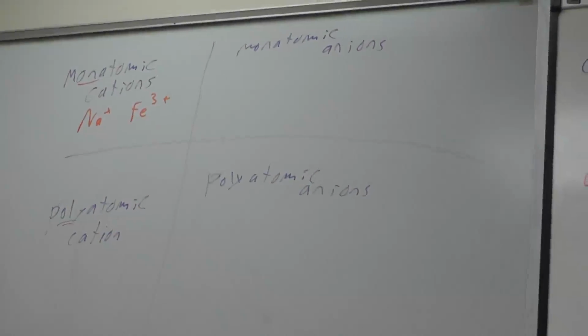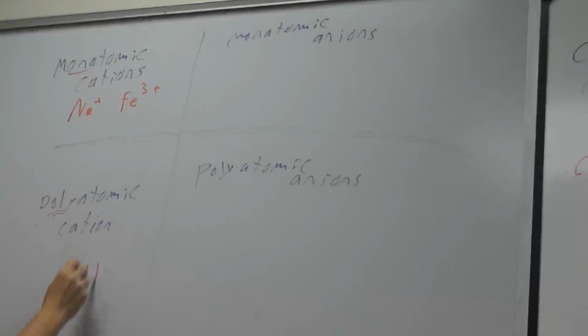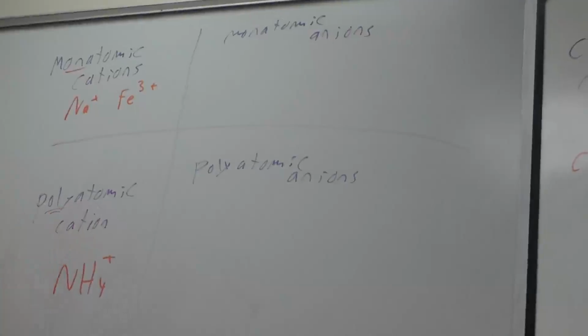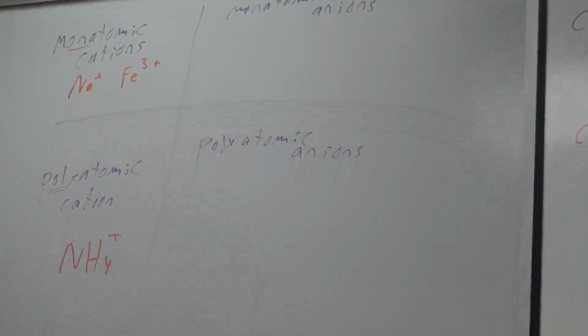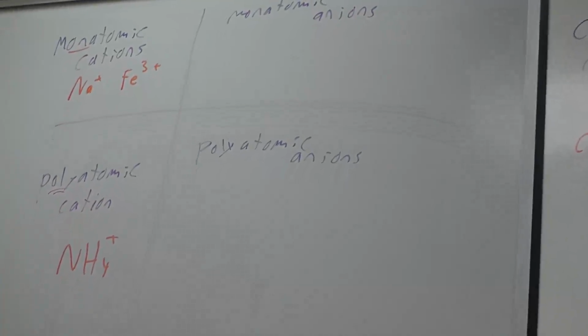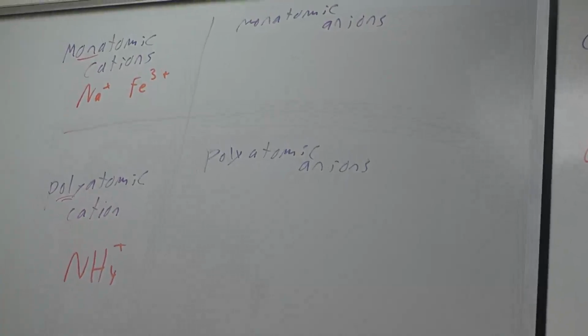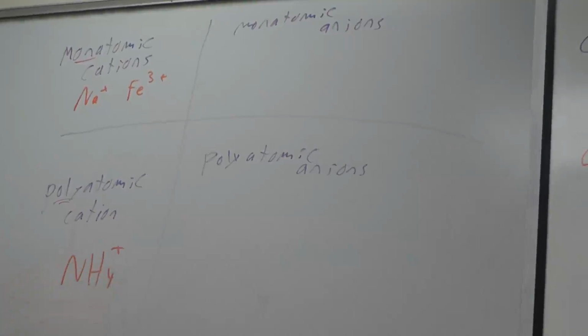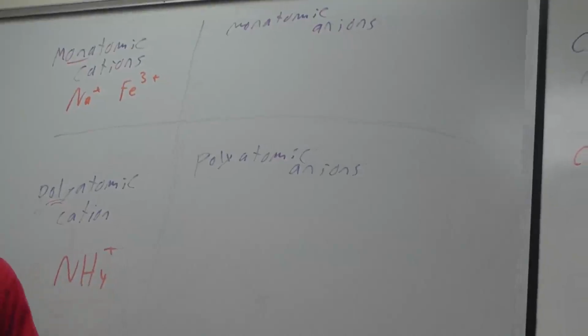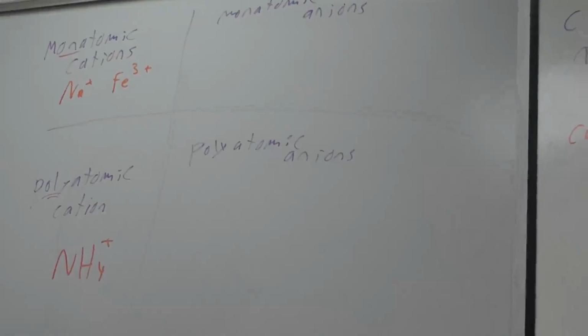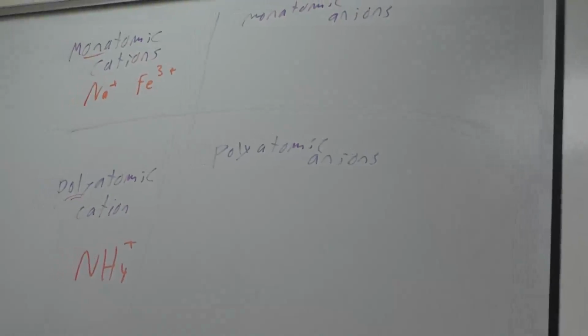Polyatomic cations we can cover really quick because there's really only one. Polyatomic cation, and we've already defined it, that's ammonium. And ammonium is always a +1, so you don't have to call it ammonium 1. You just call it ammonium.